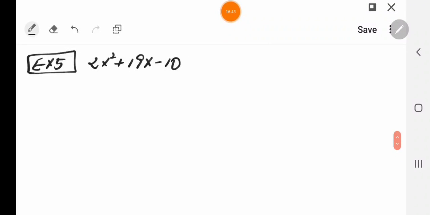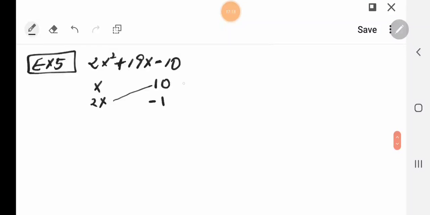Example 5. Let's use the same method. So the first term 2x squared is 1 times 2, so it will be x times 2x. And 10 can be 10 times 1 or 2 times 5 or 1 times 10. So let's try 10 times 1. And then one of them has to be negative because the result has to be negative 10. So why don't we put the negative sign on 1? Because the sum of the cross multiply has to be positive. The second term is positive.